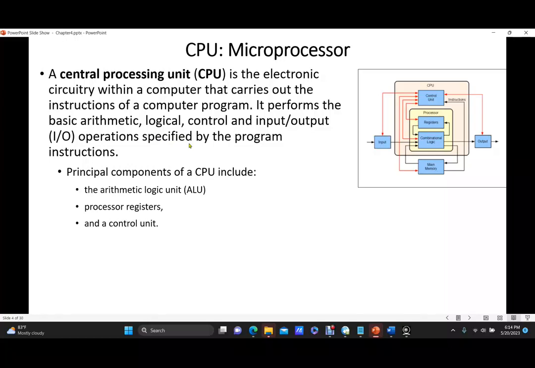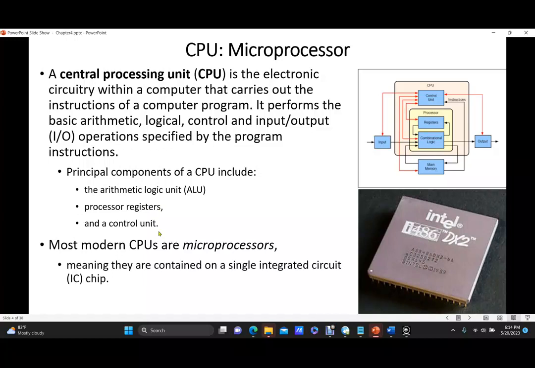The CPU will contain principal components: an ALU, arithmetic logic unit, processor registers, and a control unit. Most modern CPUs are microprocessors, which means that they are small and they're contained on a single integrated circuit chip.